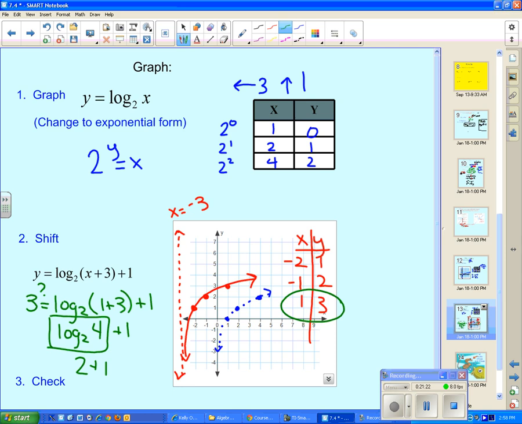Lastly, domain and range. Please write down domain and range. So again, our range is going to be all reals. Our domain is going to be, nope, x has to be greater than -3, or that asymptote right there.